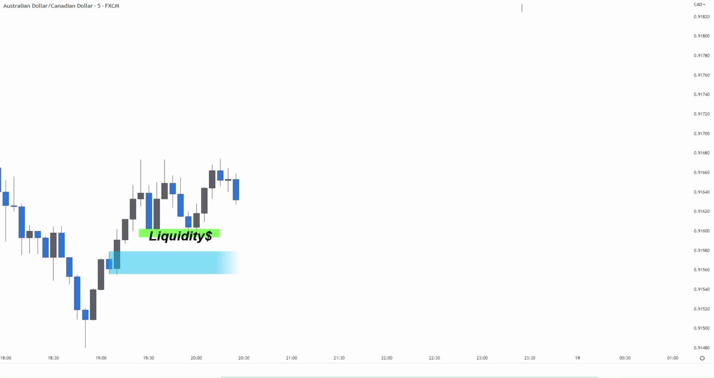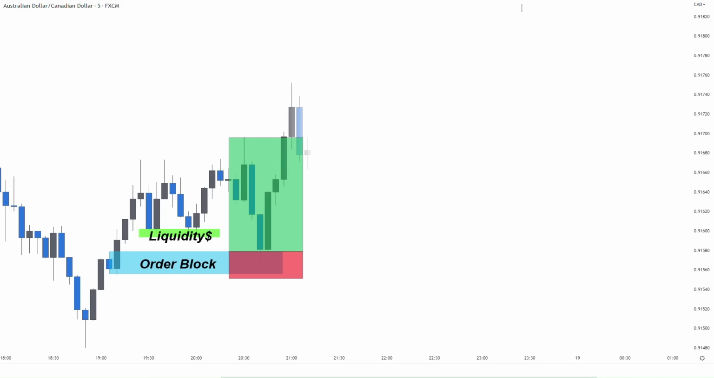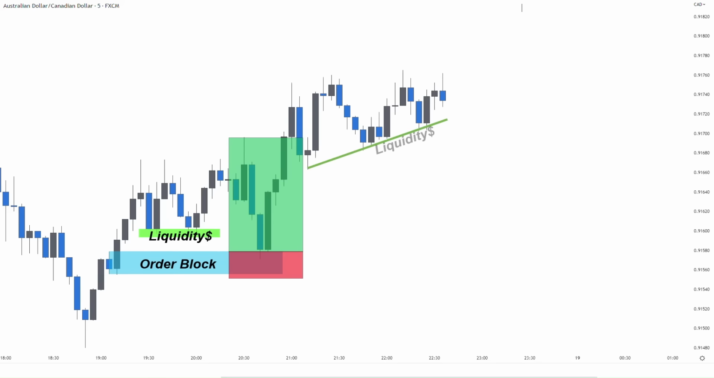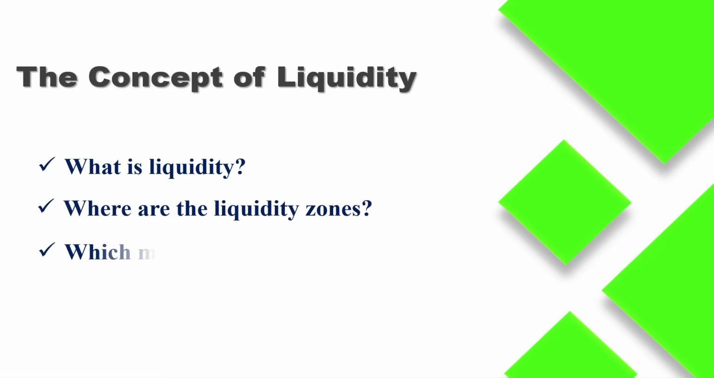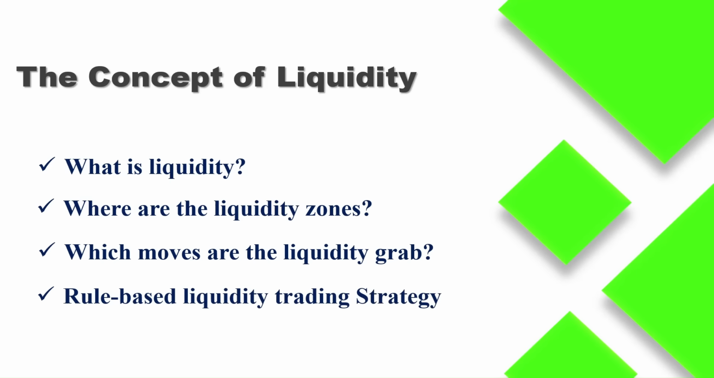Understanding the liquidity concept will instantly improve your entries and exits, help you run into a lot fewer losses, and allow you to catch insane risk-to-reward ratio trades. In this video, we will explain the powerful concept of liquidity from a smart money trading perspective. We will show you which moves are liquidity grabs and how to apply this concept on the chart. And finally, our key, rule-based liquidity trading strategy with specific entry and exit points.